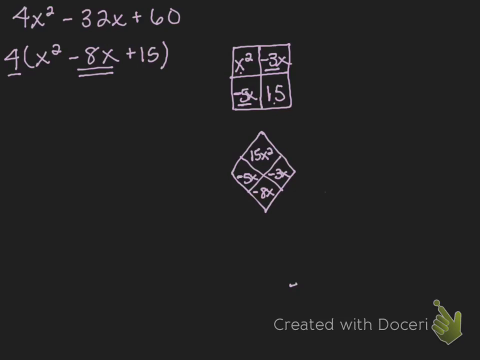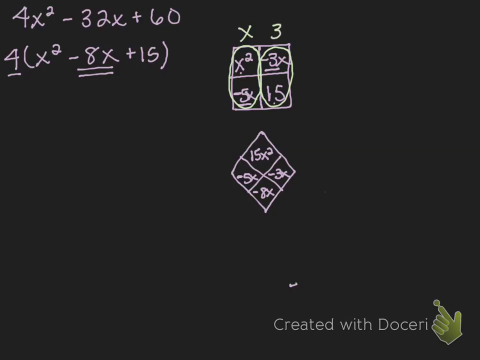So if I look at this first column here, I have an x squared and a negative 5x. And what I'm going to do is look for what is their greatest common factor, what goes into both of them. And in this case, the only thing they have in common is an x. Okay, then I'll look at this next column here, negative 3x and 15, and I'll say, what is their greatest common factor? Well, in this case, it is a 3.